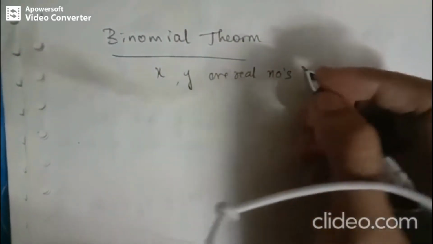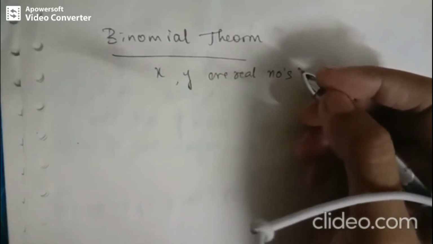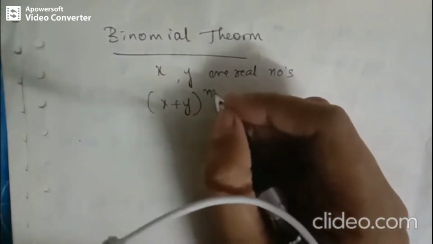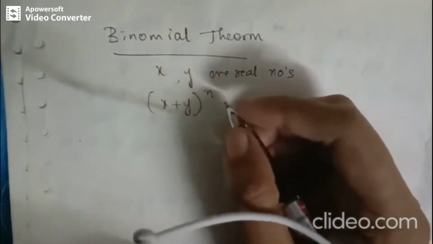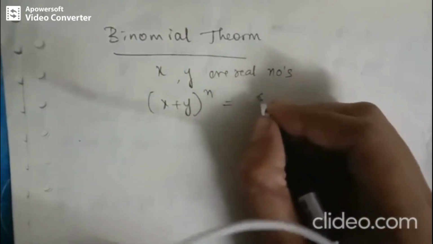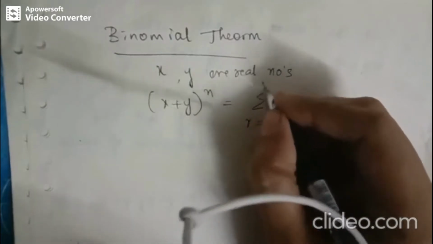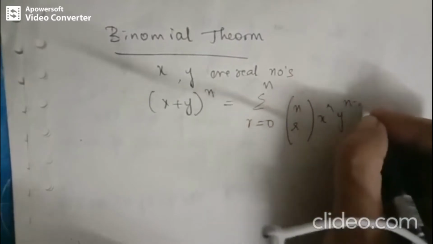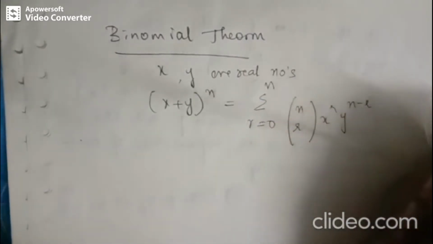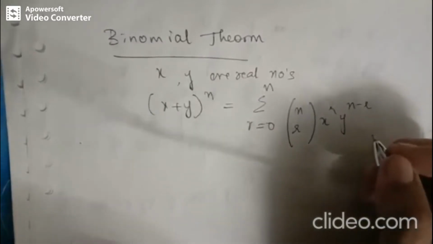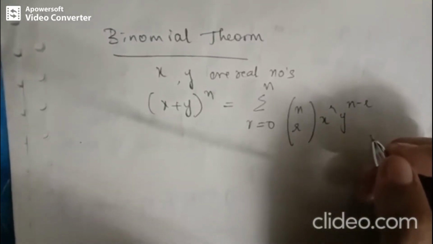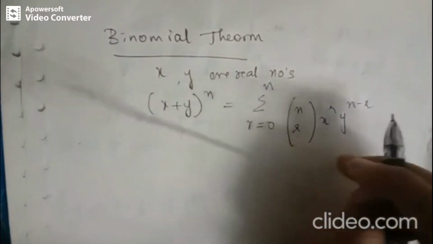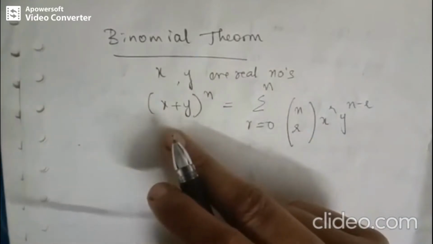X and y are real numbers, and we can have the expansion of x plus y whole raised to n. So what is this x plus y whole raised to n? This is nothing but the summation of r equal to 0 to n, nCr x raised to r, y raised to n minus r. So this is basically your binomial theorem for a positive integer n. We state this as the formula for the binomial theorem, where x and y are any real numbers.